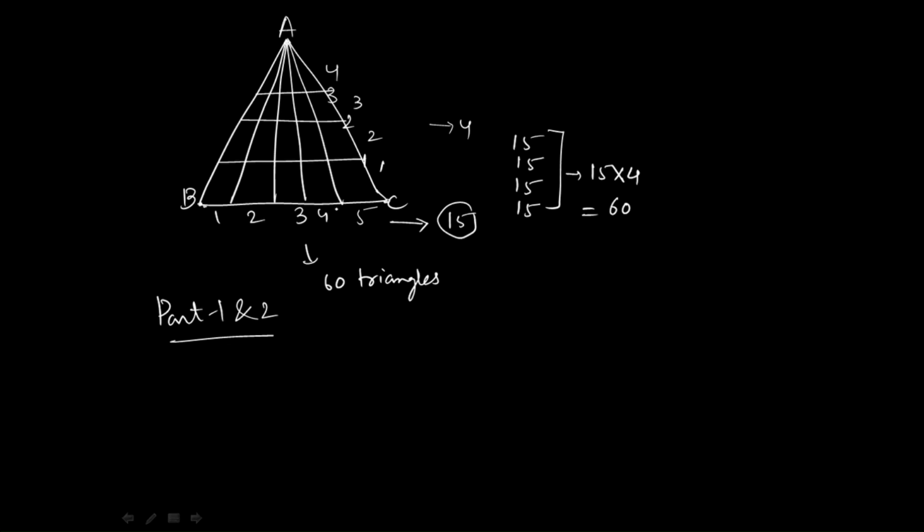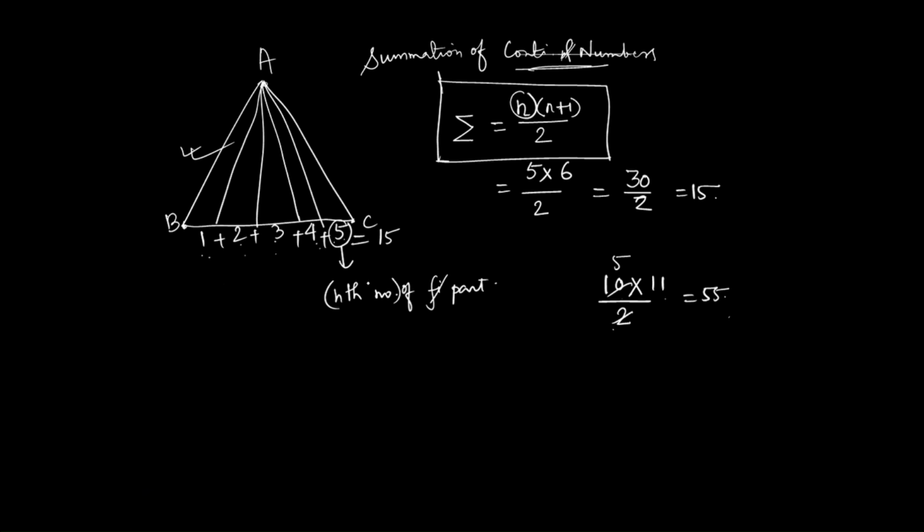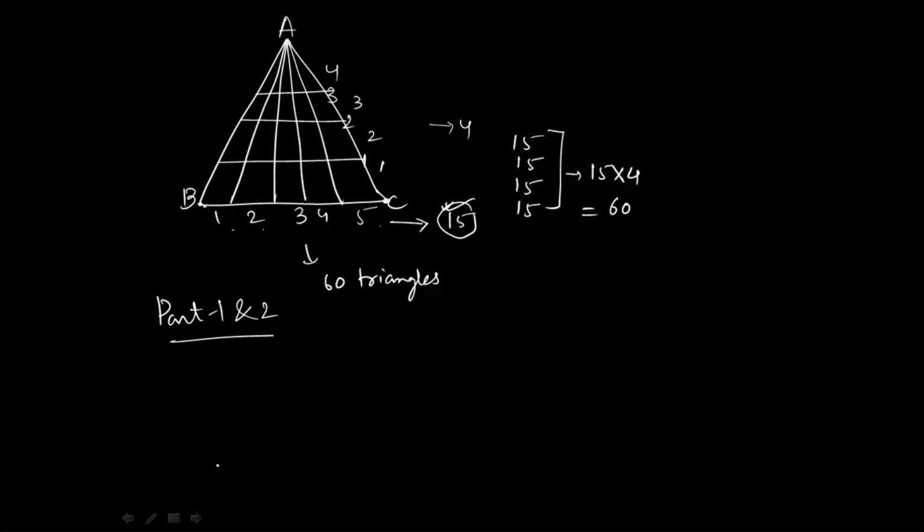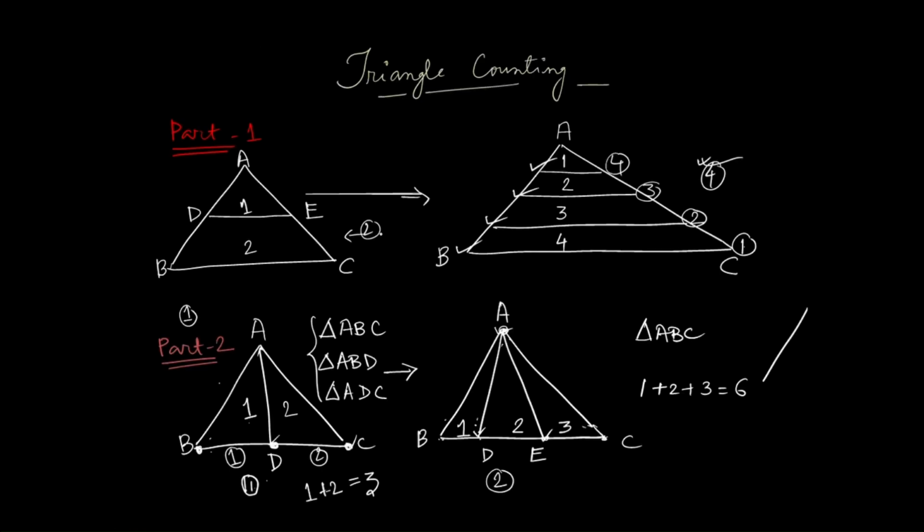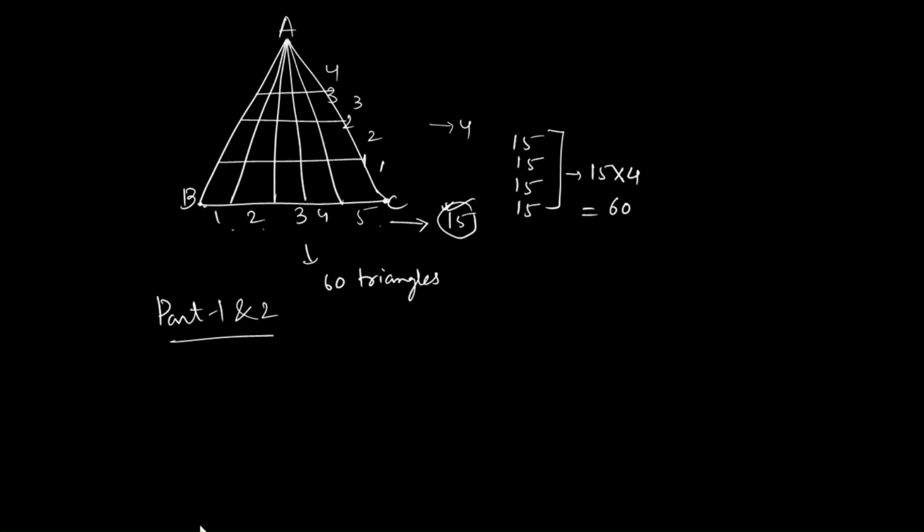How have we calculated this? There are 5 parts from the baseline, 1, 2, 3, 4, 5, and what we learned in part 2 is that when the baseline is divided into several parts, we sum up the number of parts. There were 5, so this is 15, right? And in part 1, we learned that if the triangle has 4 baselines, then there will be 4 triangles; if it has 5 baselines, then there will be 5 triangles. So how many baselines are there? There are 4 baselines, so it will be 15 into 4 equals 60.